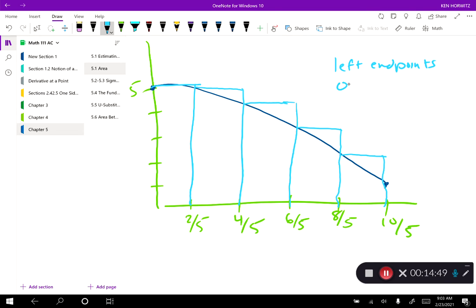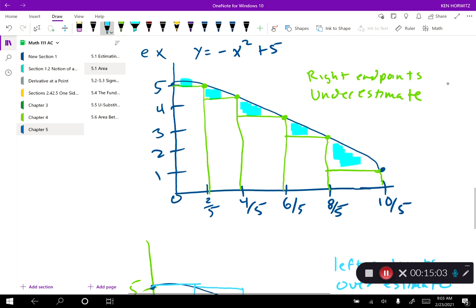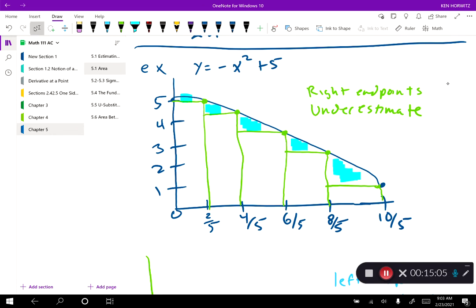And this is going to be a slightly over estimate. All right. So now the reason we're using rectangles is because we know the area. So I'm going to scroll back up. We're going to start with our right endpoints, and we are going to try to work out our estimate of what the area is going to be.